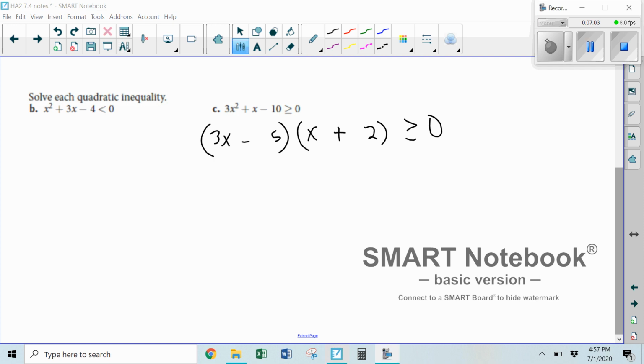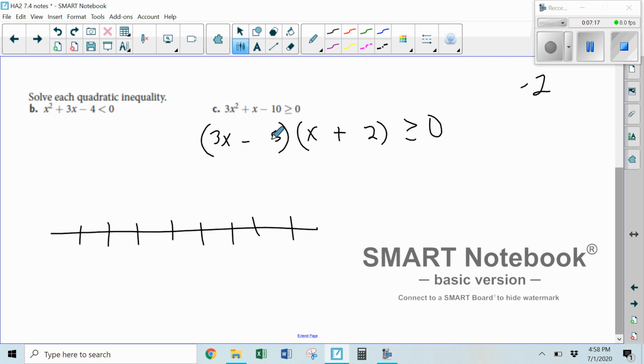From here, you're going to make your number line. So think about, you have to have the numbers where you're going to get 0. So here it's going to be a -2, so you're going to have a -2 on your number line. And here, maybe just set this equal to 0 to see what it's going to be. 5/3. So -2 and 5/3 have to be somewhere on our number line.